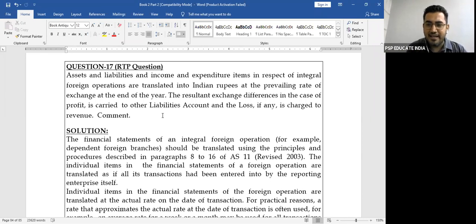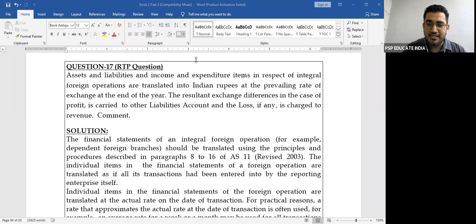Tell me, prevailing rate of exchange means the spot rate. क्या आप हर एक टाइप का ट्रांजैक्शन स्पॉट रेट पे कन्वर्ट करते हो? Yes or no? Do you always take the spot rate for any kind of transaction? Do you take the spot rate for every kind of transaction? You do not take it. So this statement is incorrect. This first statement is incorrect.